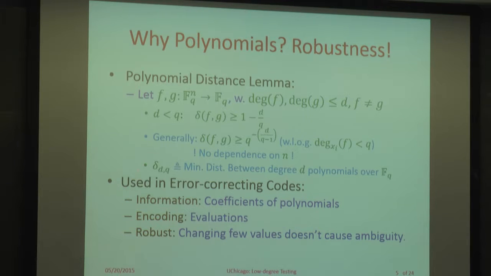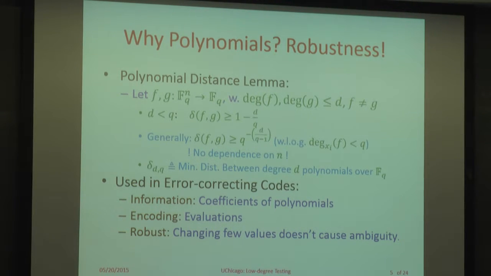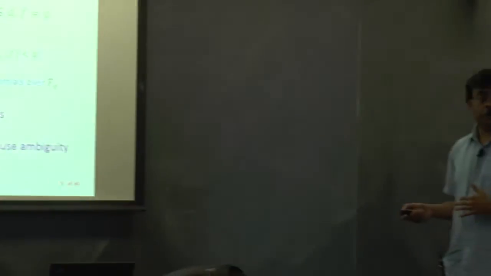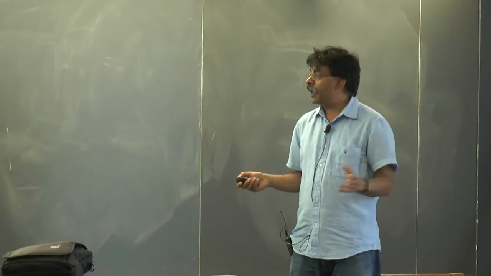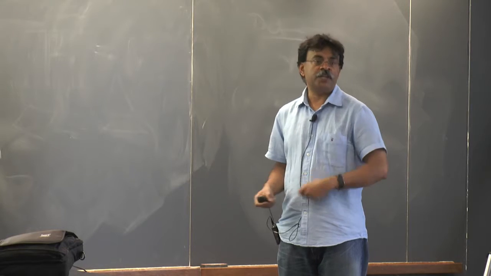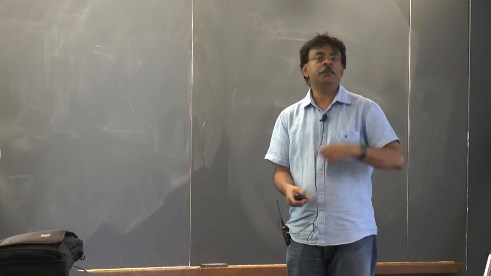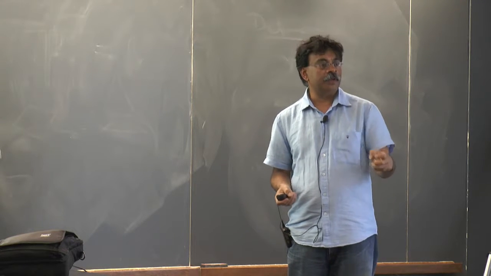So this feature, the fact that this distance is positive or even something pretty large, is very useful in error correcting codes. If you have some information that you want to preserve so that it is resilient to change, then you think of that information as the coefficients of a polynomial. You encode it by its evaluations everywhere, and the fact that there is this distance property tells you that if I change the value of this encoded representation, I do not immediately ruin the thing. You have the information out there to recover.